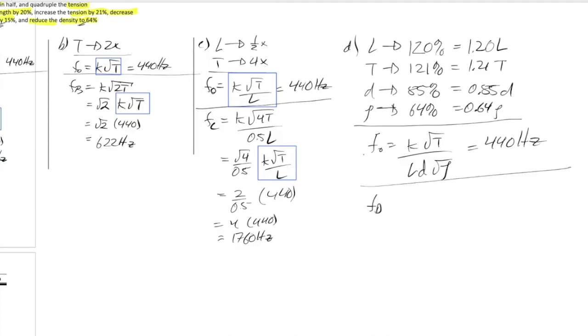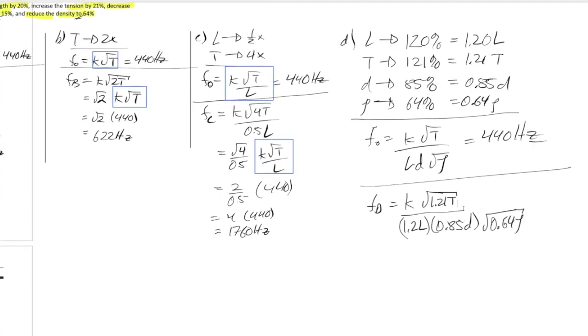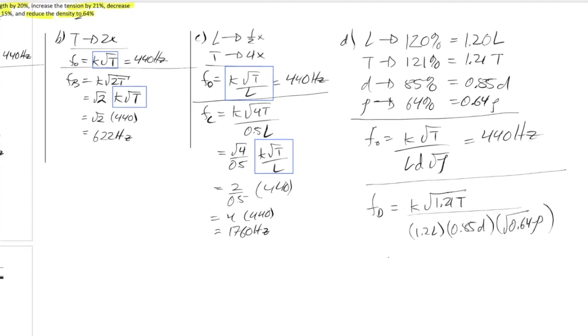So now the frequency of part D, so subscript D, is equal to K, square root of the tension, which is 1.21 times T, over the length, which is 1.2L. I'm going to put that in brackets to keep it a little cleaner. Then 0.85 times the diameter and the square root of 0.64 times the density. Yeah, let's just clean that up a little bit better there.